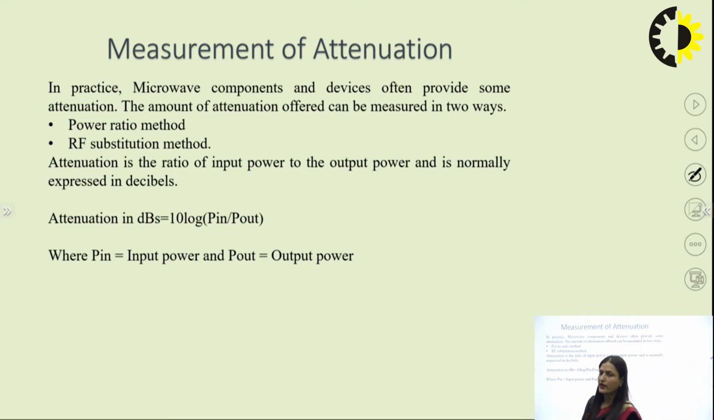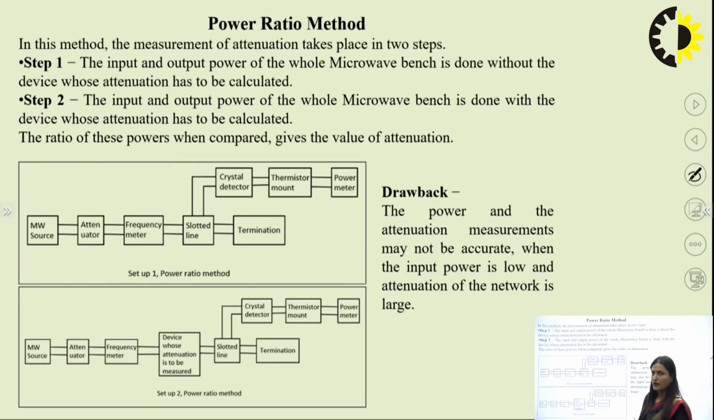So how can we find out how much attenuation is provided by a particular device? It is done by the measurement of the attenuation, and this can be done by two methods. First is the power ratio method, and second one is the RF substitution method. Right? So attenuation is basically the ratio of input power to the output power, and it's normally expressed in dB. So attenuation in dB is 10 log of input power by output power, where P in is the input power and P out is the output power.